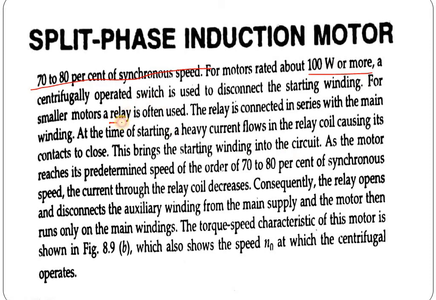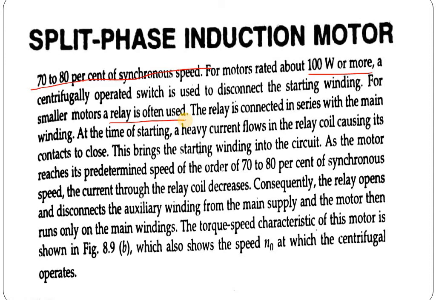For smaller motors, generally relays are used. When the motor size is less than 100 watt, maybe 5 watt, 10 watt, or 50 watt, relays are generally used. The relays are connected in series with the main winding. At the time of starting, a heavy current flows in the relay coil, causing its contacts to close. This brings the starting winding into the circuit.